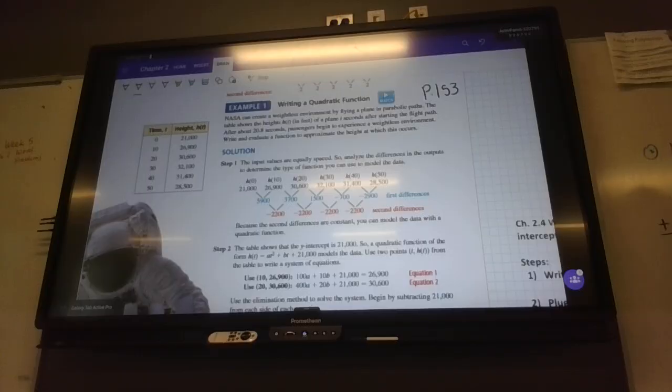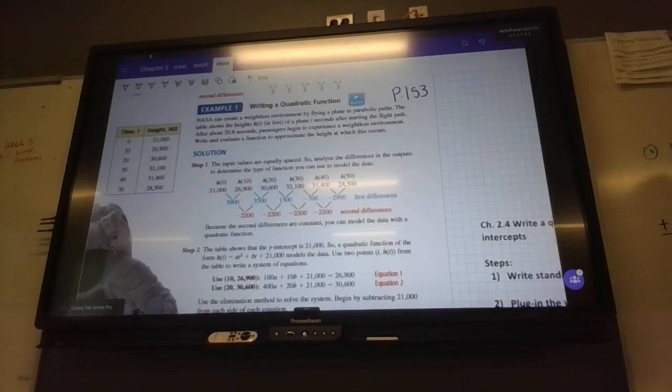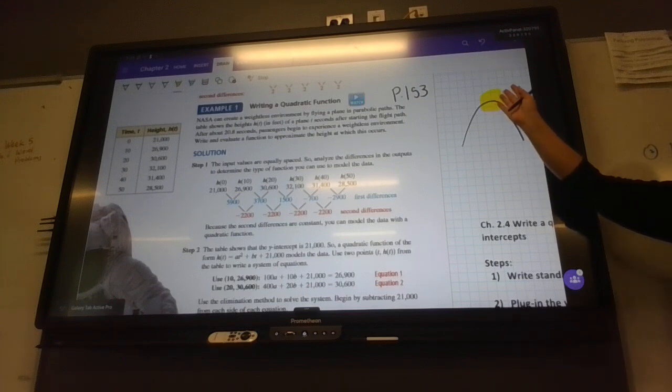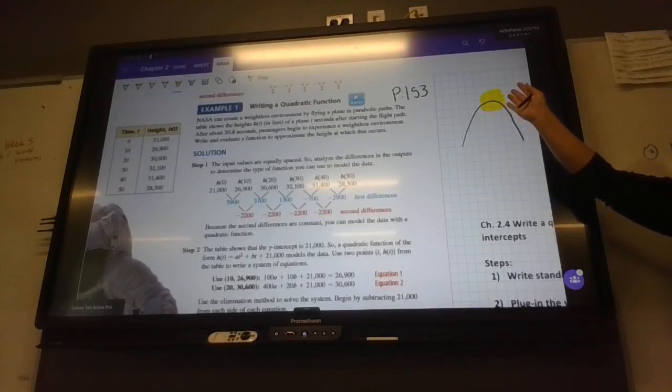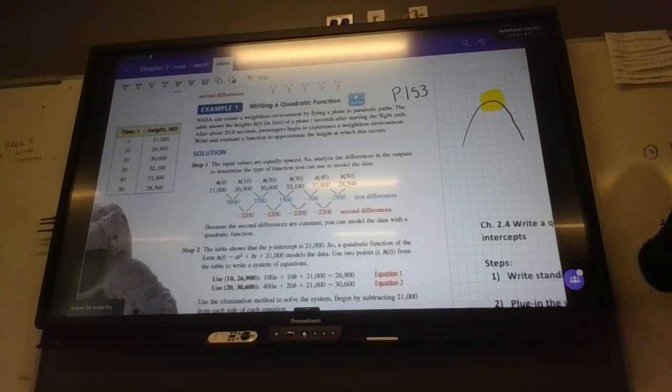All right, this says NASA can create a weightless environment by flying a plane in a parabolic path. Have you guys seen the plane like that, and then when it's right up here, it's anti-gravity. The people float. Have you guys seen that? I don't know if they still do it, but there's music videos shot on airplanes where the people are floating, the musicians.